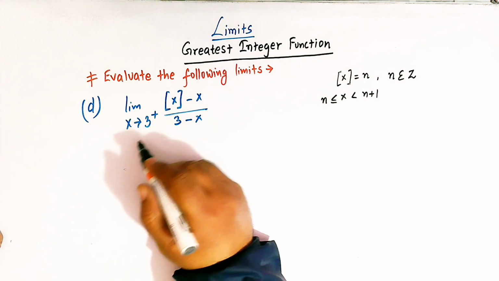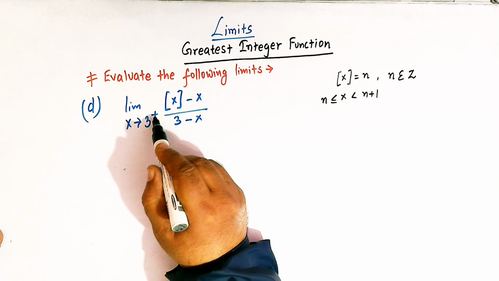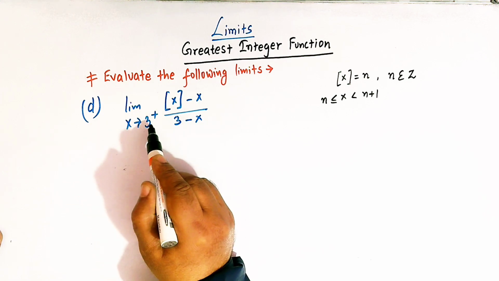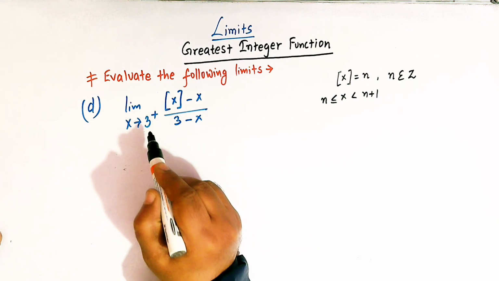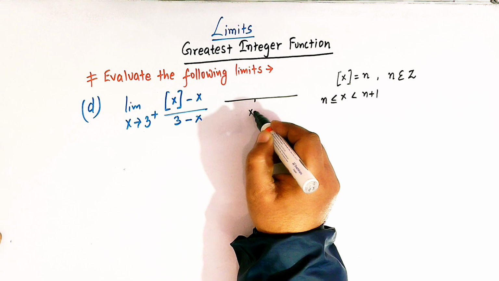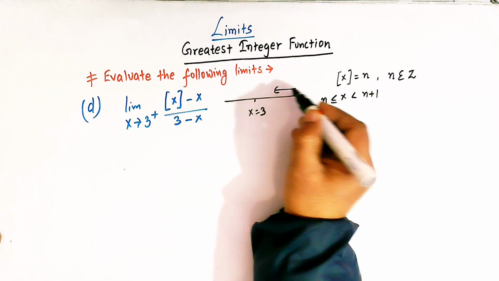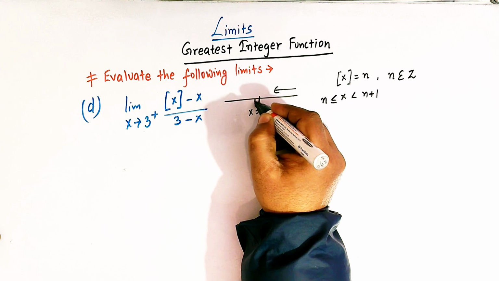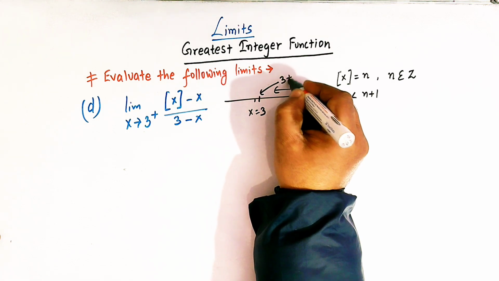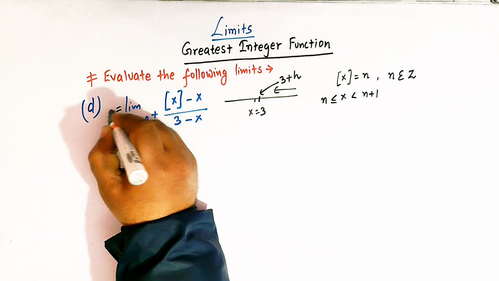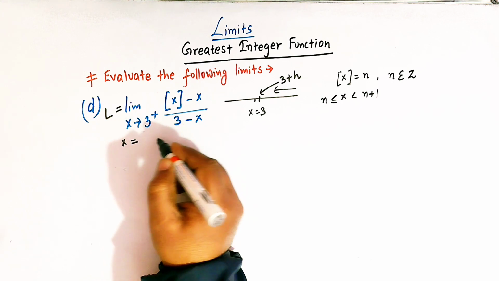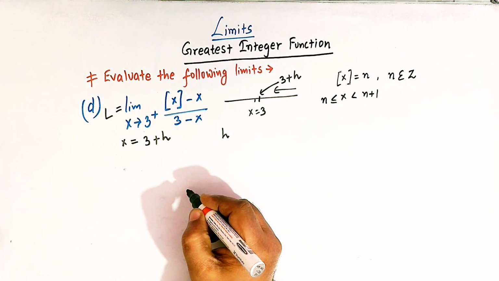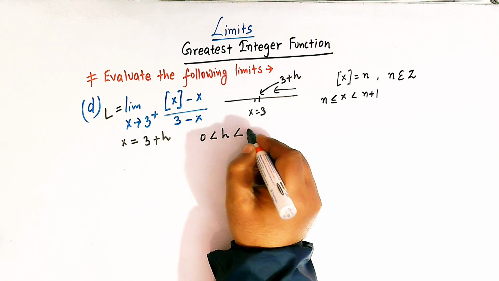Now let us consider the fourth problem. So here we have limit x tends to 3 plus. This positive sign shows that we have to find the right hand limit of this function when x approaches 3 from the right of x equal to 3. So here we have x equal to 3, and a point in the right neighborhood of x equal to 3, very close to x equal to 3. This point may be taken as 3 plus h, right? So we can take this limit as L, and we take x equal to 3 plus h, and as usual h is an infinitesimally small quantity, and it lies between 0 and 1.